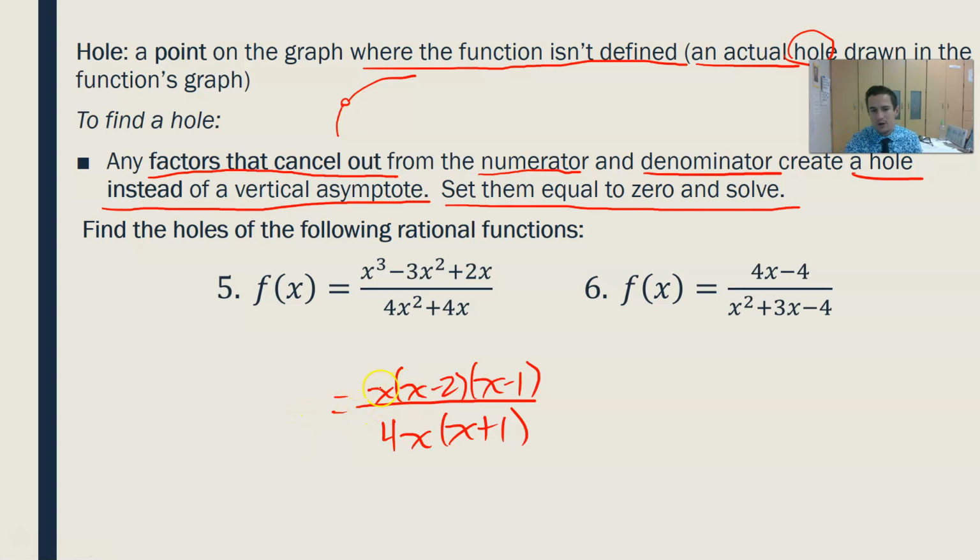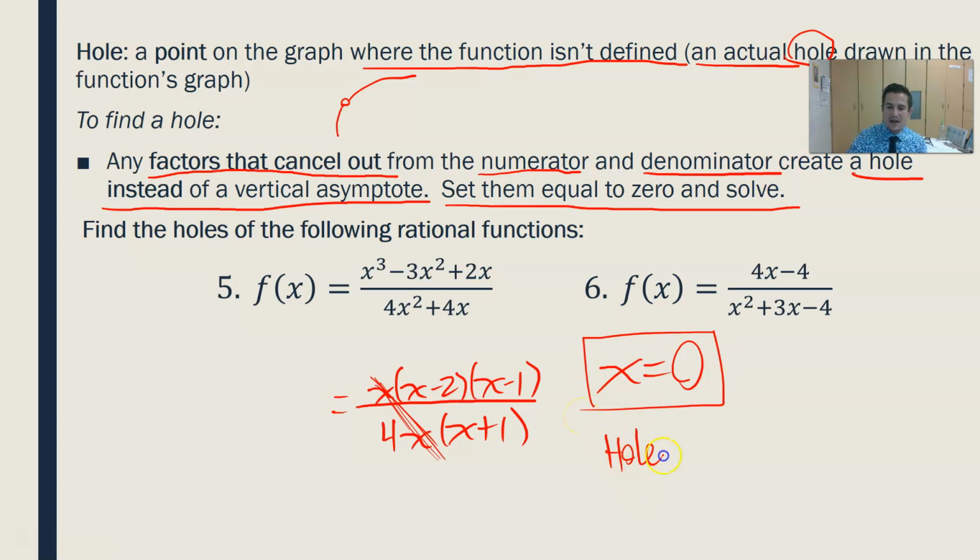So notice here, I can cancel out an x. These x's right here I can cancel out in the top and in the bottom. So for those factors that cancel out, I'm going to set that factor equal to 0. And that point, x equals 0, is going to represent my hole. The hole in my graph is at x equals 0.